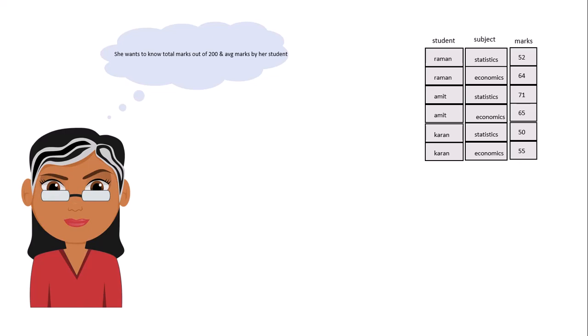For that she has to group the student column, and for that she has to type a command which looks like this. First, I am using the pipe operator. I discussed the meaning of the operator in my earlier videos. You can see that also.